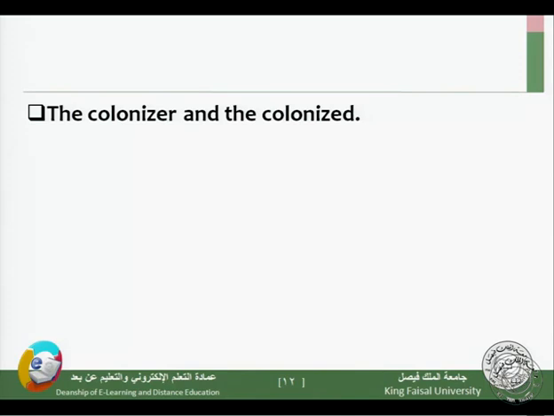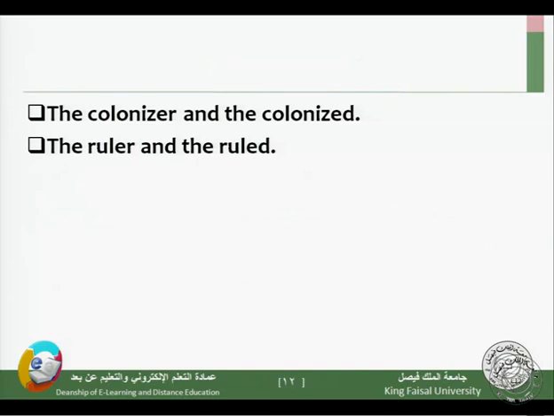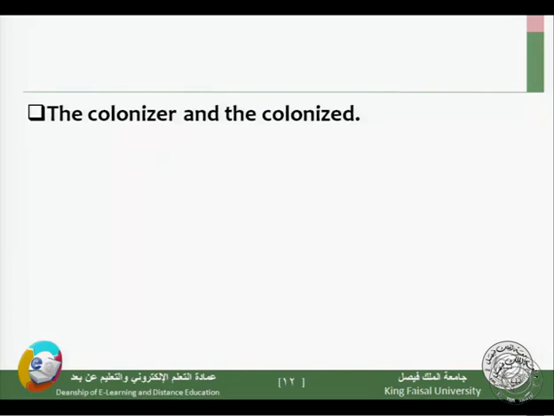The next point is colonialism. What is colonialism? Read the title, colonialism. What is colonialism? Colonialism means that a country like England, for example, invades another country like Egypt. So Egypt would not be for Egyptians or for Egypt. It would be a British colony. And that happened in the 19th century.